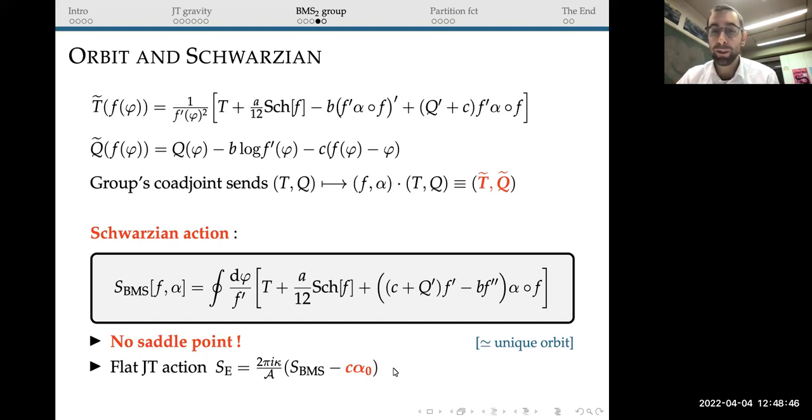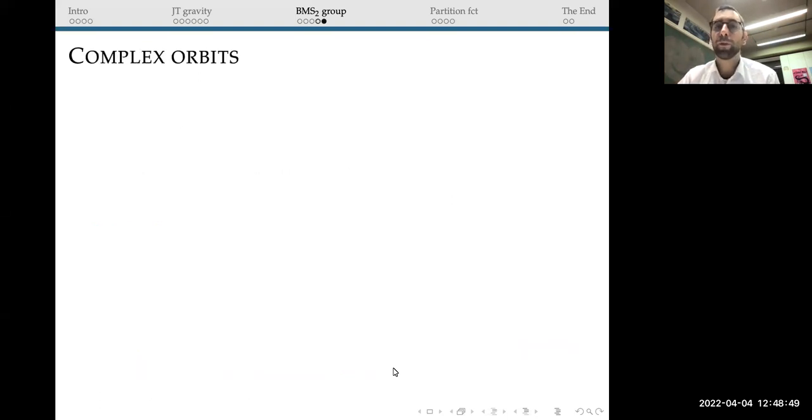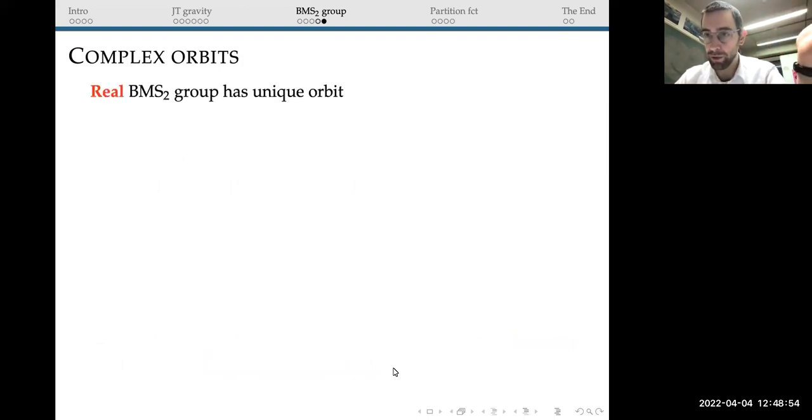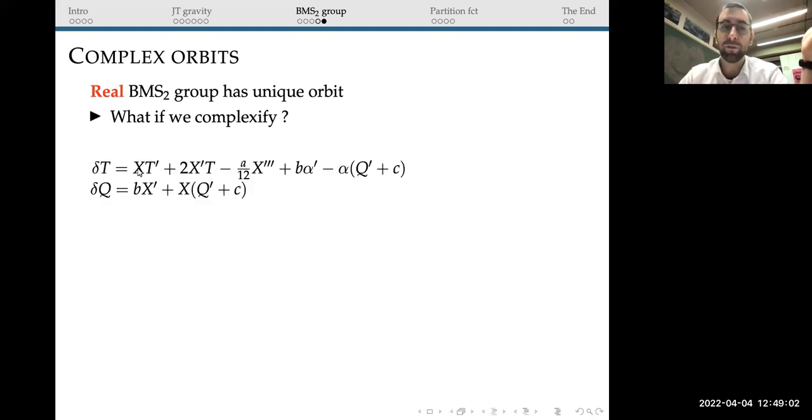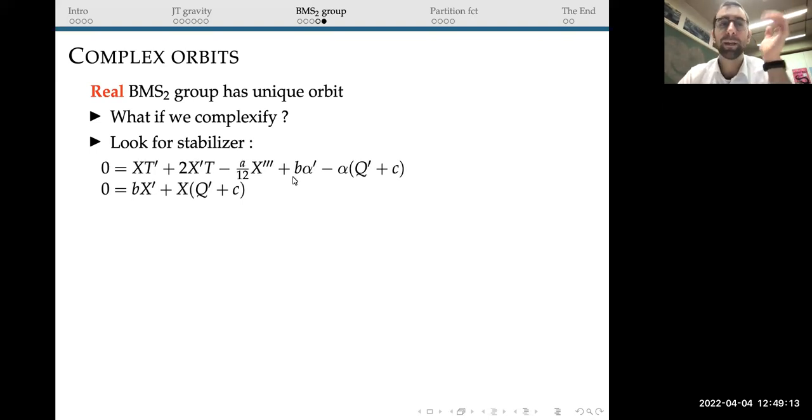But actually, before talking about the partition function, let me mention something about the complexification, because I mentioned that the real BMS2 group with real central charges has a unique orbit. But if you complexify, things may change. To see that they change, let's look again at the transformation law of these currents under the Lie algebra. Specifically, let's ask, if I give you a pair T, Q, what's the stabilizer of that particular pair? The stabilizer here means that you would have to set the left-hand side to zero and think of these two equations as linear differential equations for two unknown functions, namely the vector field X and the one-form alpha.